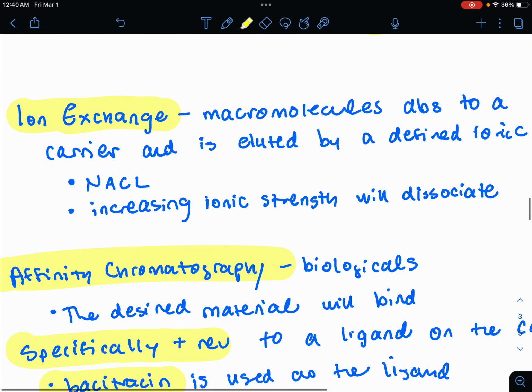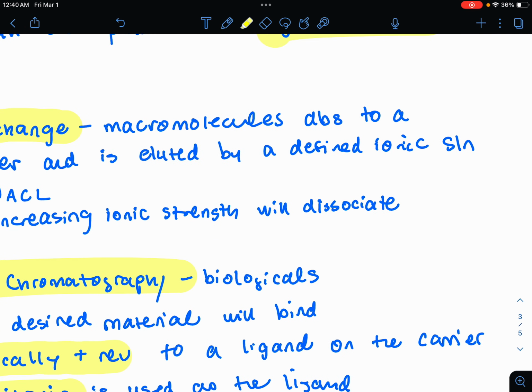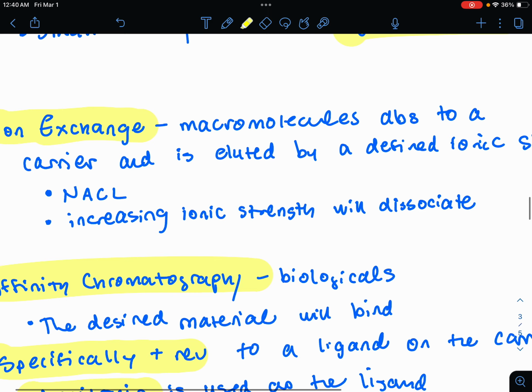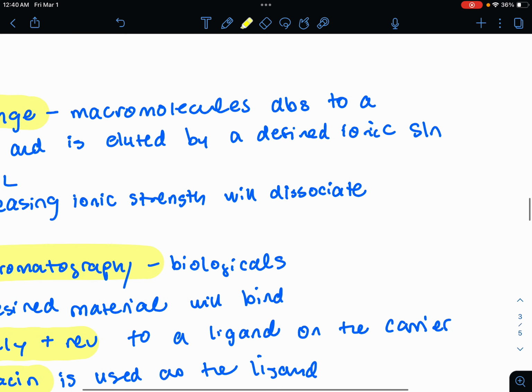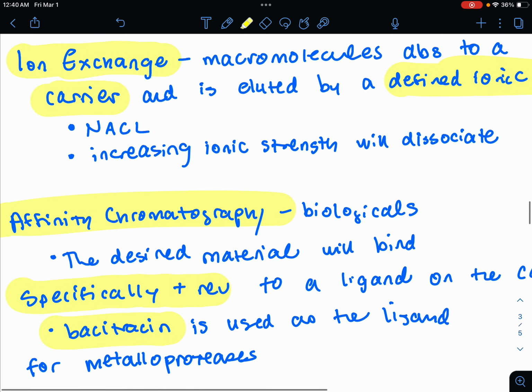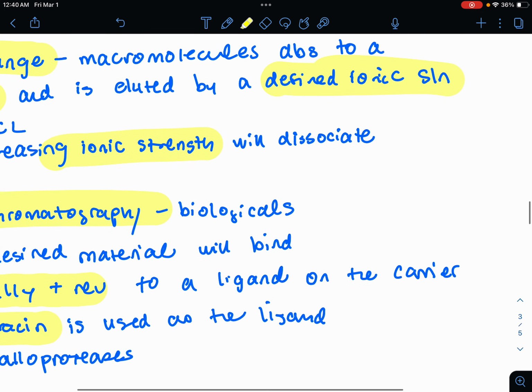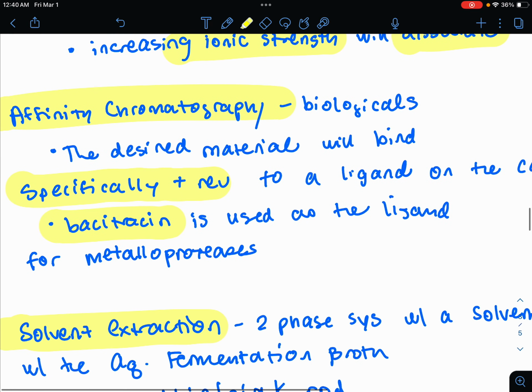You could also use ion exchange, where you're going to be playing around with the ionic groups, the macromolecules with ionic groups. You're going to be playing around with their property there. You're going to be loading or absorbing the macromolecule onto a carrier, and it will be eluted by a defined ionic solution. So usually you're going to be using a sodium chloride solution for this, and then you're going to increase the ionic strength, and then this will cause your macromolecule of choice that you're trying to study with these ionic groups, that's going to cause its dissociation.